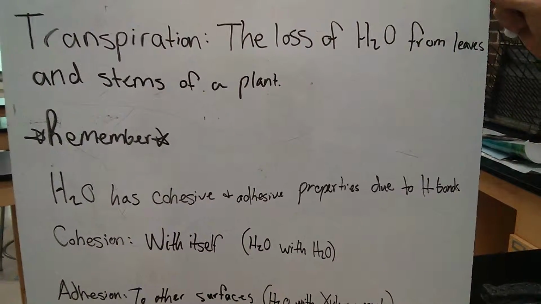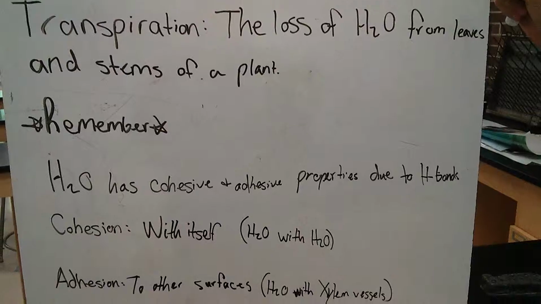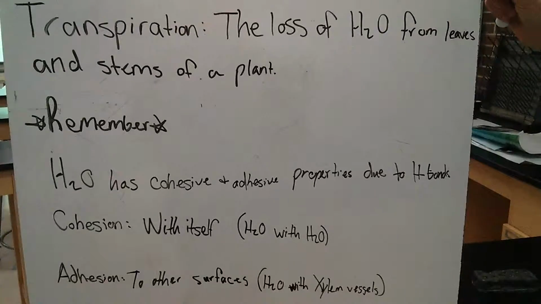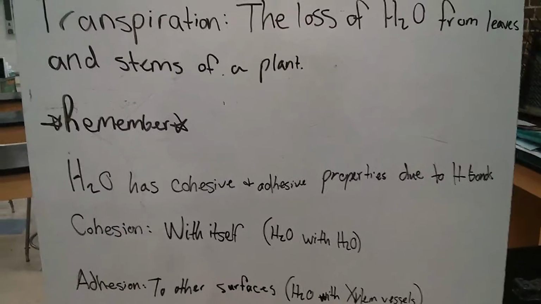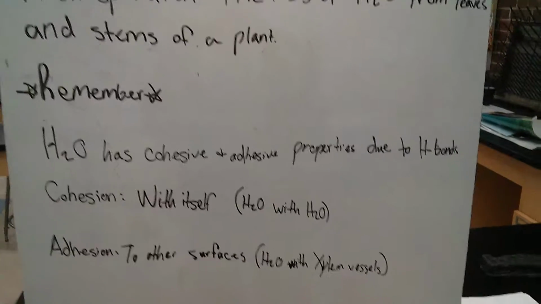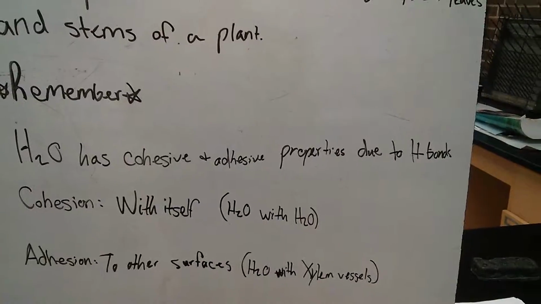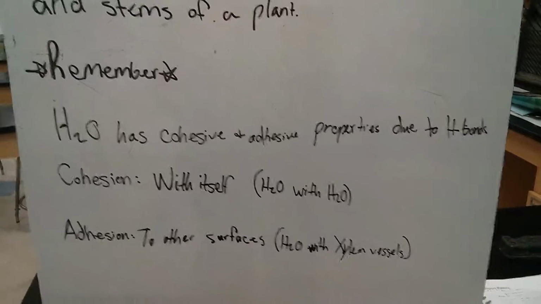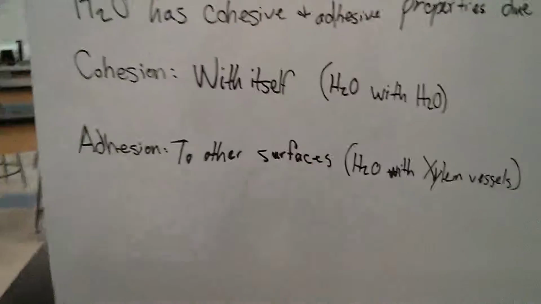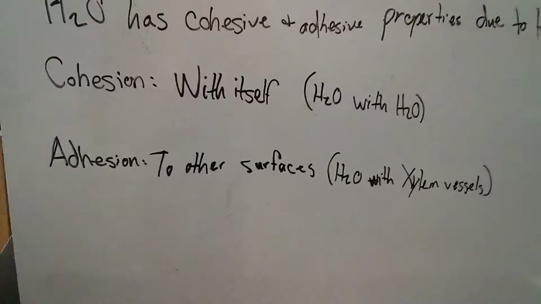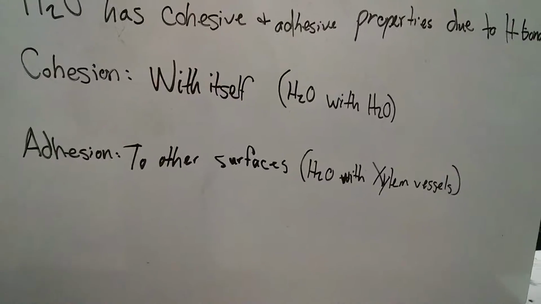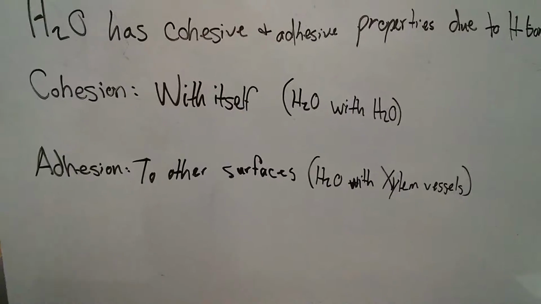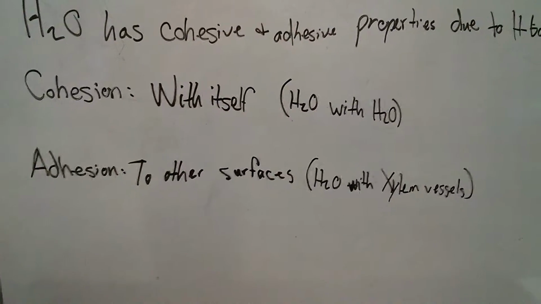Transpiration, the loss of H2O from leaves and stems of a plant. How that exactly happens we'll talk about in a minute. When thinking about transpiration, you should remember that H2O has cohesive and adhesive properties due to hydrogen bonds. Now, cohesion is when, in regards to water, water sticks with itself, and adhesion is to other surfaces, such as the xylem vessels in a plant.